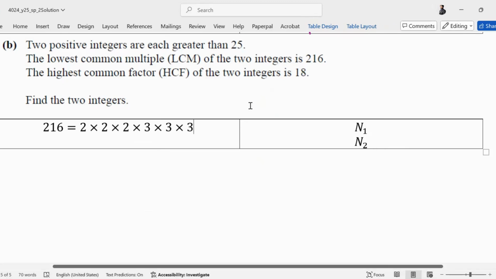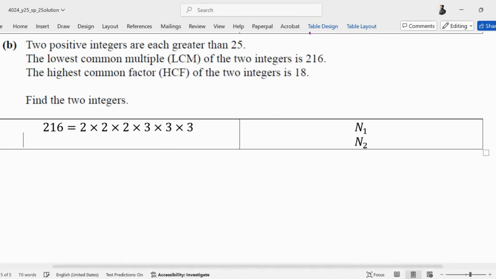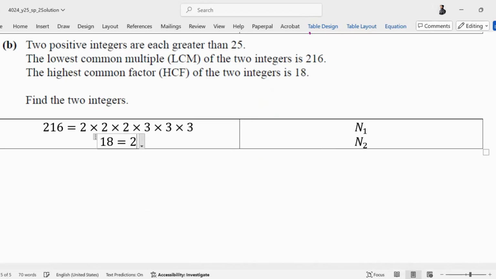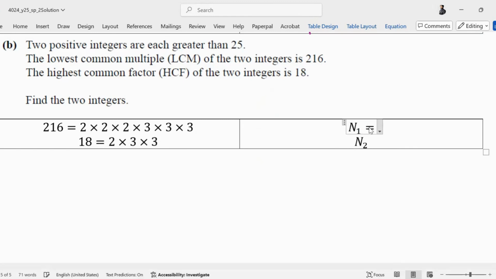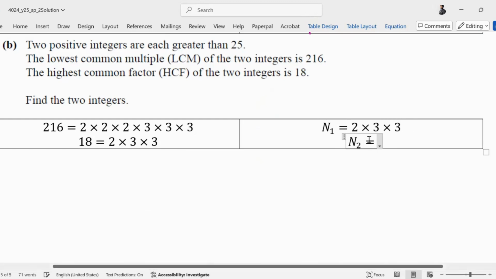And the HCF is 18. So if I prime factorize 18, 18 is 2 into 3 into 3. So that means 2 into 3 is the highest common factor for both the numbers. I do not know the numbers, but these are the common factors for both. That means the first integer will also have them and the second integer will also have them, and they will have nothing else that will be common between the two.